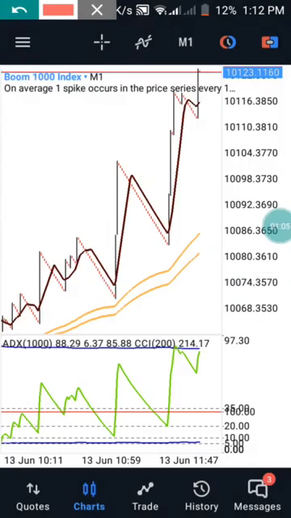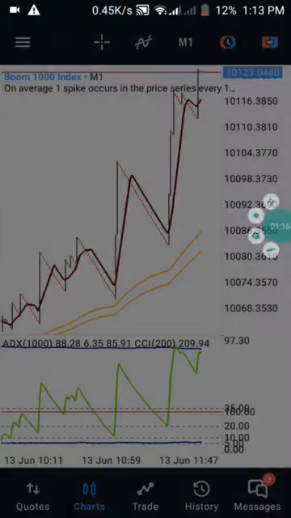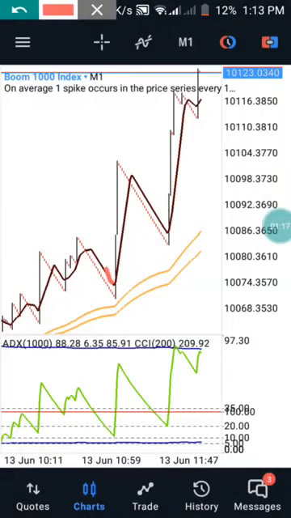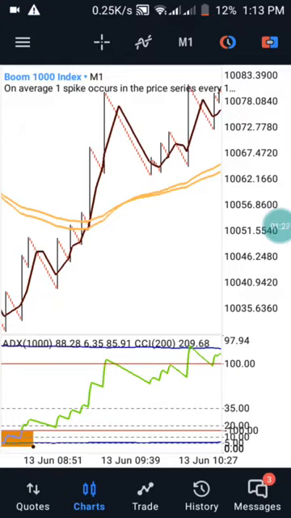We have three moving averages inside our main chart: the moving average of 150, the moving average of 200, and the moving average of 10. These two moving averages, which are in yellow color, always show us the move of the market.